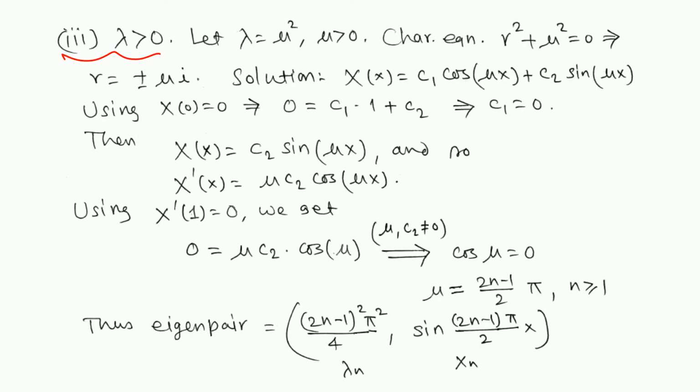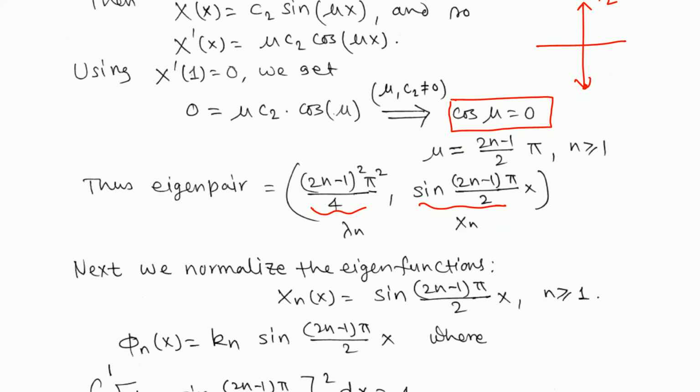So we get cosine mu equals 0. Where is cosine 0? Here, that's pi over 2, and here 3 pi over 2, 5 pi over 2, 7 pi over 2. That's an odd integer over 2 times pi. Okay, so for the eigenpairs, we get eigenvalues, these squares, and the eigenfunctions are this sine. So you can read and find these eigenpairs.